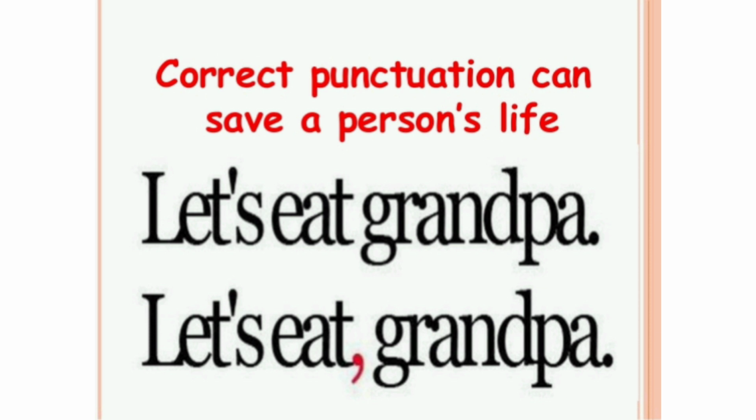Chalo dadaji khana khate hai. But if you remove this comma, the meaning of the sentence becomes let's eat grandpa. Matlab chalo dadaji ko khate hai. So if you do not want to eat your grandfather, let us begin with the lesson.